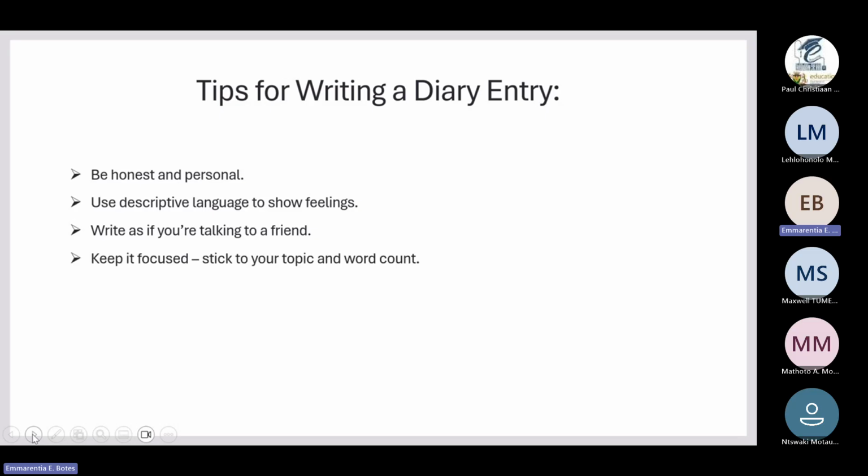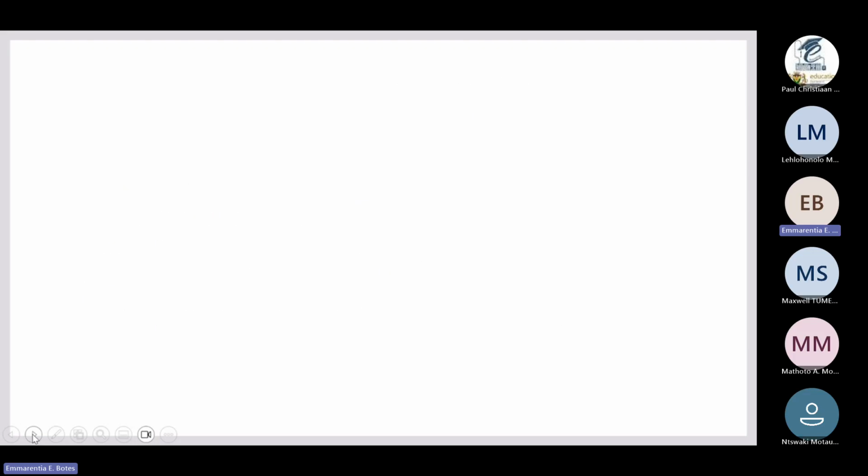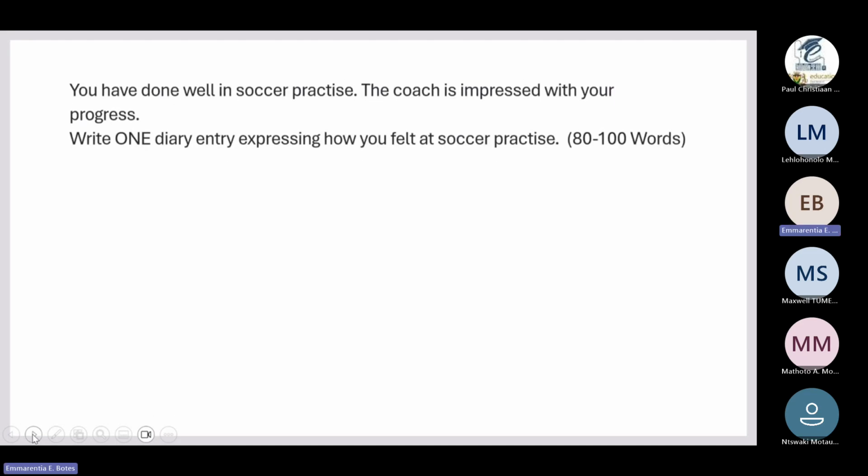Now, important, you must keep it focused. So you have to stick to your topic and to your word count. We look at the tone. You can be happy, sad, angry, or excited. So that will depend on the experience or on the topic that you are given. It should reflect the writer's personality and mood.